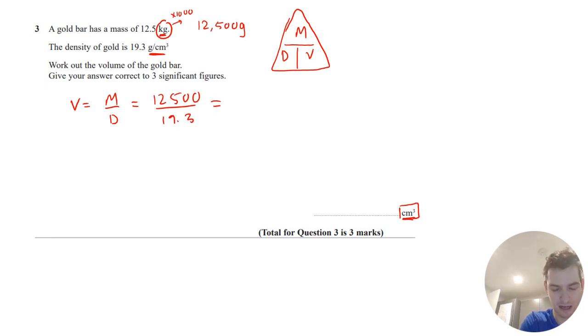Put that into your calculator. In your calculator, you get 647.668, etc. But we want 3 significant figures. So we look at the third significant figure, which is the 7. We look after that, which is 6. So that 7 rounds up to 648. Next question.